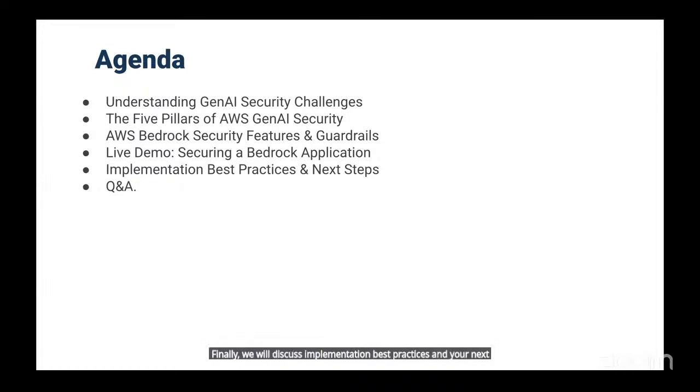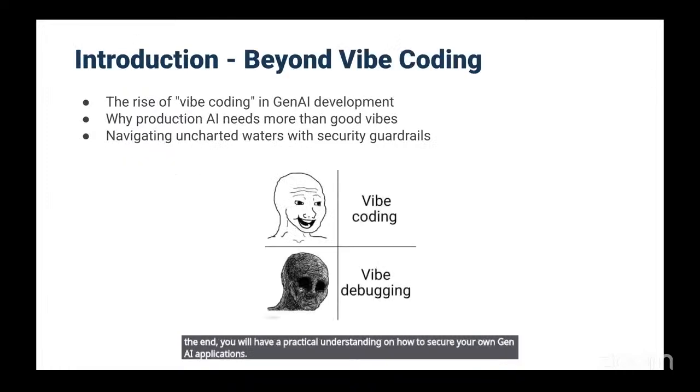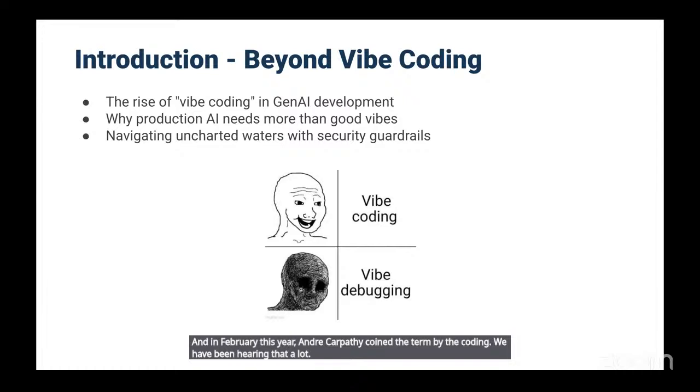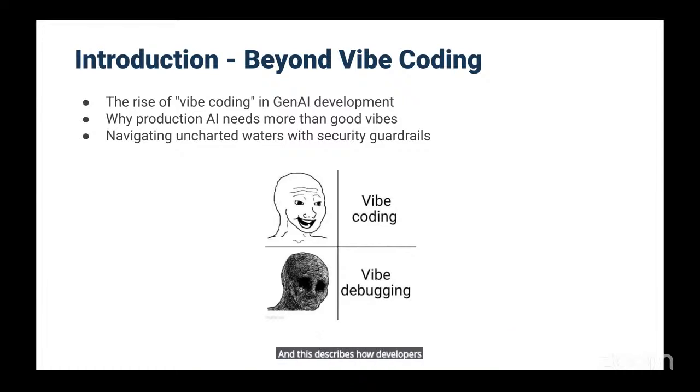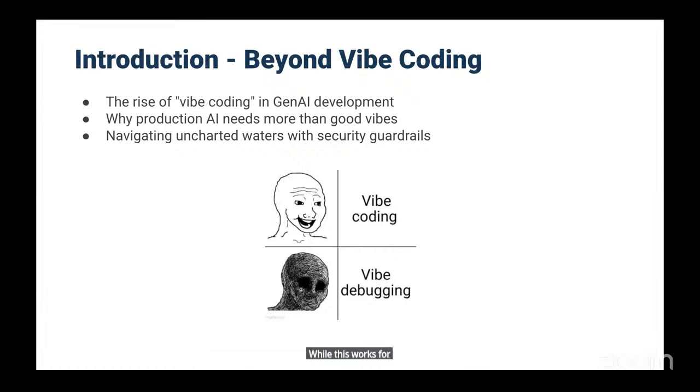By the end, you will have a practical understanding on how to secure your own Gen AI applications. And in February this year, Andrei Karpathy coined the term vibe coding. We have been hearing that a lot. And this describes how developers now build applications by simply talking to LLMs, accepting all suggestions, and letting code grow beyond their comprehension. While this works for weekend projects, production AI systems need robust security controls.